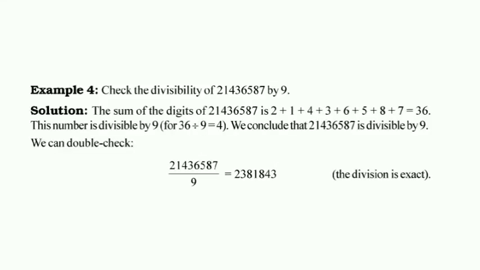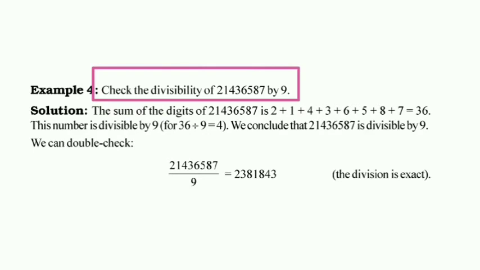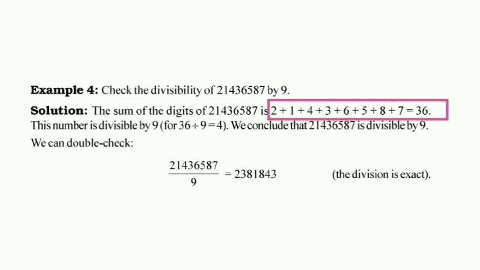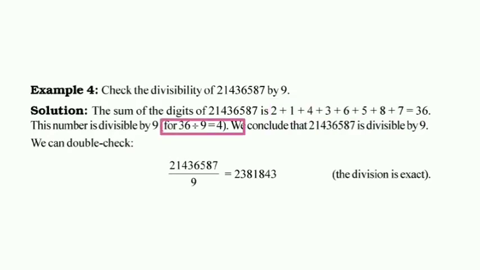In example number 4, check the divisibility of 21436587 by 9. So for that what we have to do? You have to add all the digits. So after adding, here we are getting 36. So 9 how much is 36? 9 4s are 36. It means the sum is divisible by 9. So that's why the given number is also divisible by 9. So you can cross check the answer here. They divided, so the answer will be 2381843. It means it is perfectly divisible by 9.